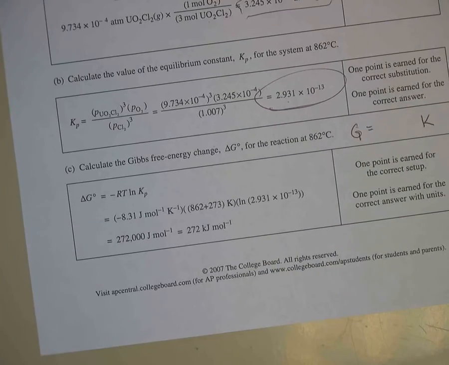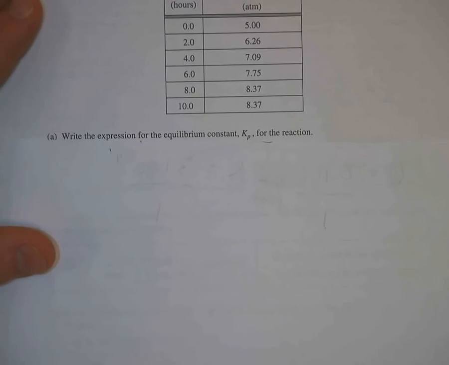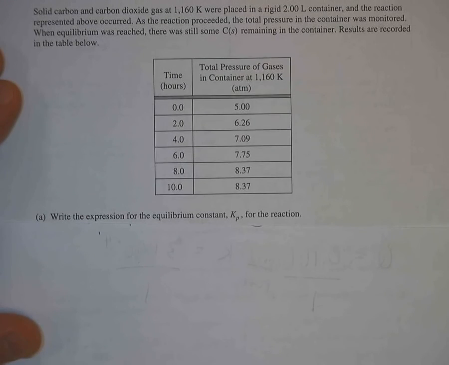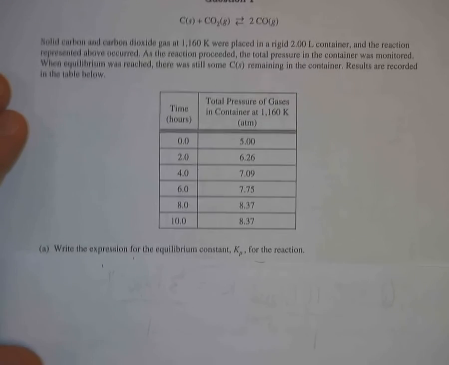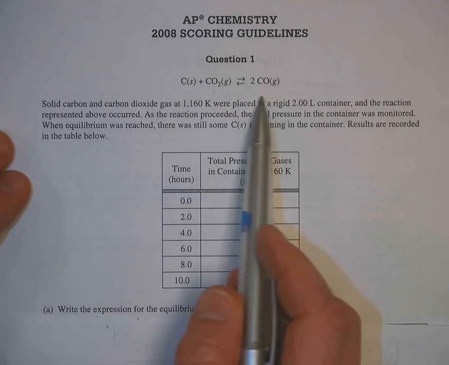On the back side, I think that's about it for that one. Let's look at one more. Here's 2008, question number 1. They give you a whole bunch of information in a little data table right here. And they tell you that solid carbon and carbon dioxide are placed in a rigid container.